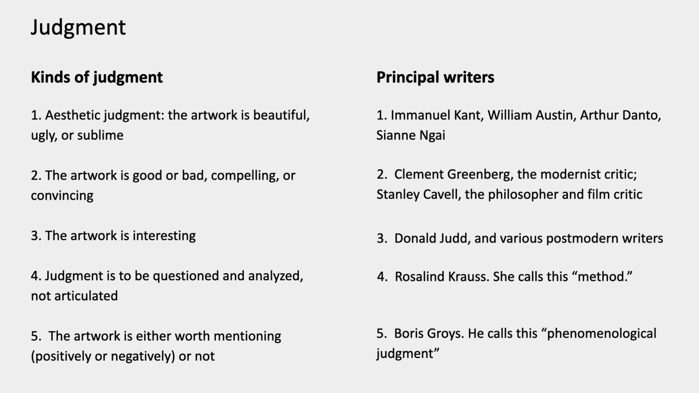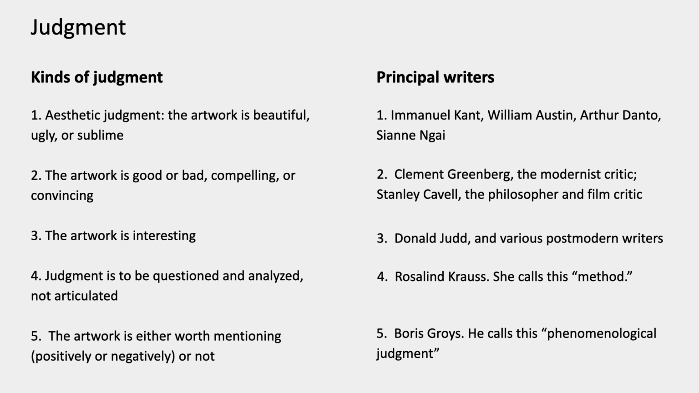Starting with the first one, aesthetic judgment on the upper left there. And that's when you say the artwork is beautiful or ugly or sublime. And on the right column, I have some writers whose names are associated with these in case you want to look them up. Kant is the one that's mostly associated with aesthetic judgment because he's the one who defined and codified aesthetics as a field, as a branch of philosophy in the 18th century. And we'll come back to him a number of times in different lectures.